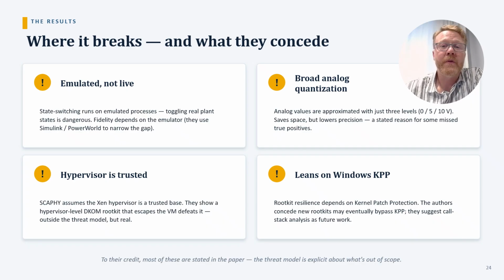Number 3, the hypervisor is assumed trusted. A hypervisor level rootkit that escapes the VM beats SCAPHY, which they demonstrate in the paper. And finally, number 4, the rootkit defense leans on Windows KPP, which they admit could erode. It is worth crediting that the paper states these itself.